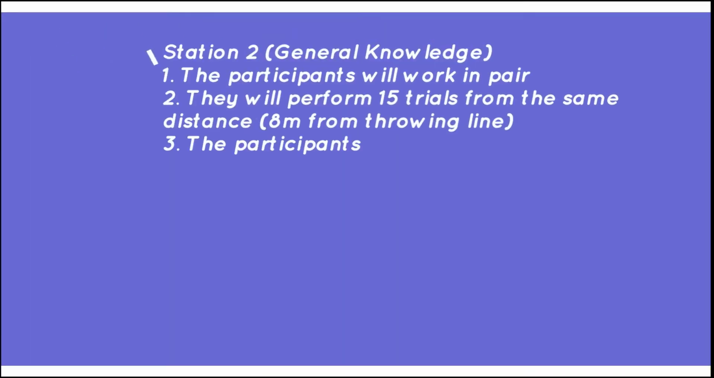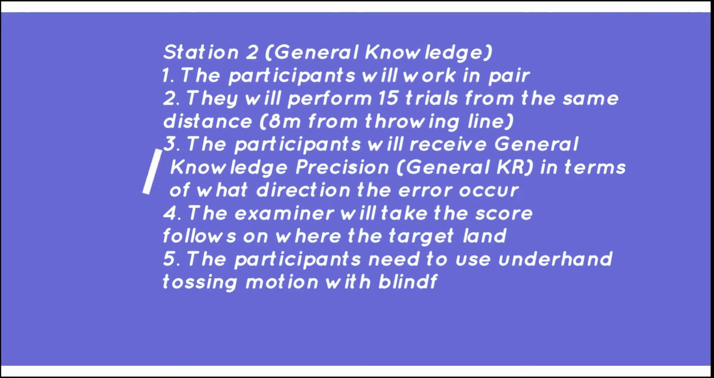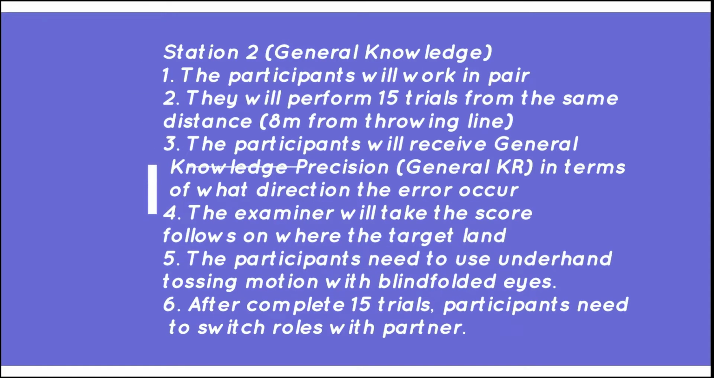So now we are at station 2, general knowledge of result. In this station, the participant will work in pairs. They will perform 15 trials from the same distance, which is 8 meters from the throwing line. The participant will receive general knowledge precision in terms of what direction the arrow occurs. The examiner will take the score according to where the target lands.